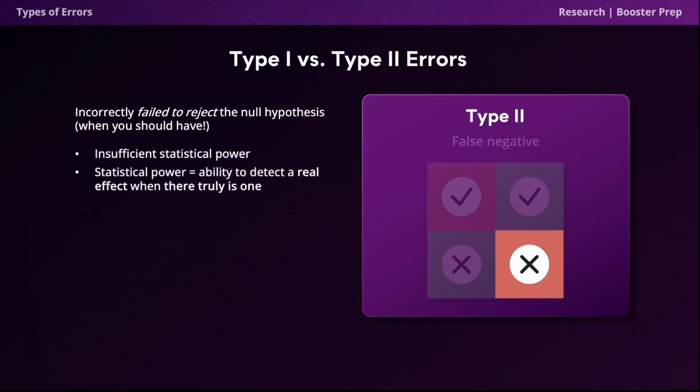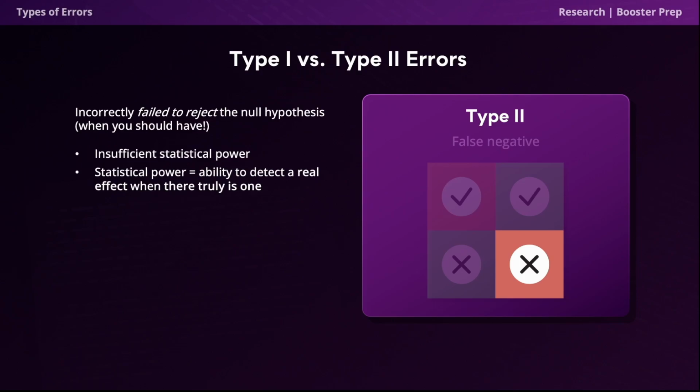Statistical power is defined as the ability to detect a real effect from your sample when there truly is one. The risk of committing a type 2 error is inversely related to the statistical power of the study. This means that the higher the statistical power, the lower the probability of making a type 2 error.